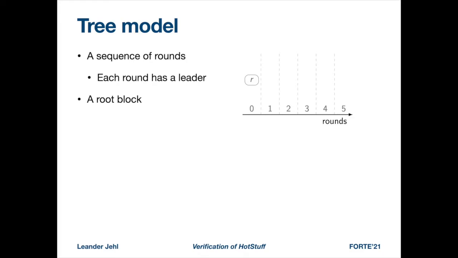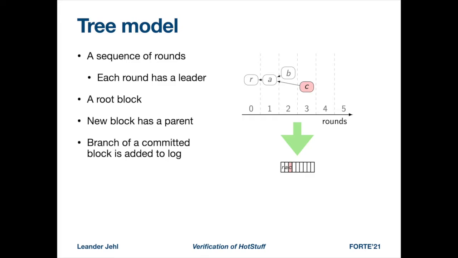It uses a sequence of rounds, where rounds are similar to views, as each round has an assigned leader. The tree model also has a root block or genesis block in round 0. The leader of a round can propose a value by adding a new node or block to the tree. Each block has a parent, and this results in a tree structure. When a block is committed, the branch leading to that block is added to the log. If another block is committed, the log is extended.